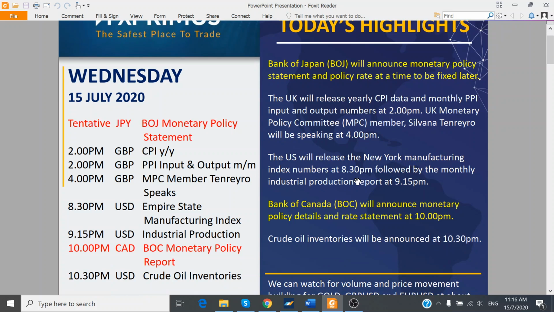Moving forward towards the afternoon sessions at 2 p.m., the UK will be releasing yearly consumer price index numbers together with producer price index input and output numbers, and towards 4 p.m. the UK's Monetary Policy Committee member Silvana Tenreyro will be speaking. So again, we expect some volatility, especially for the UK pound and also the euro dollar towards the afternoon sessions between 2 to 4 p.m.